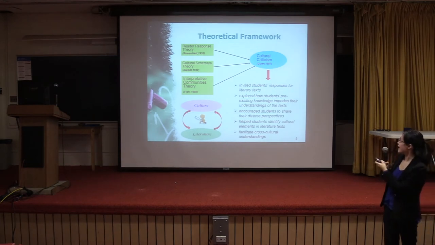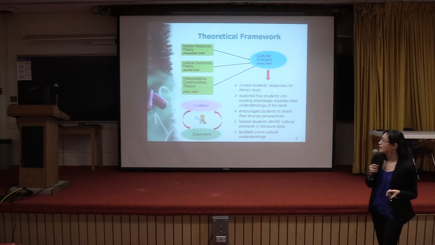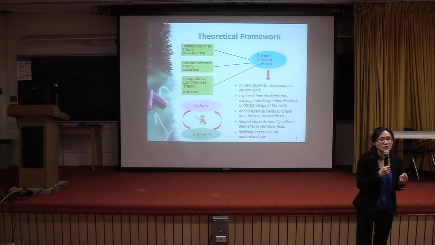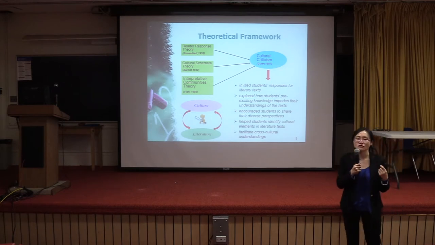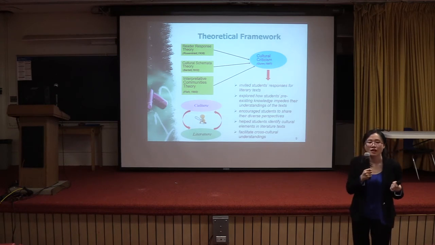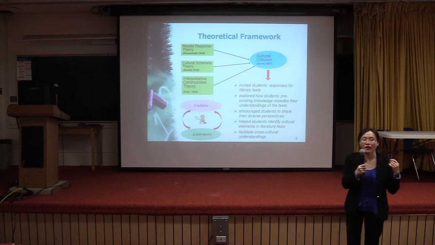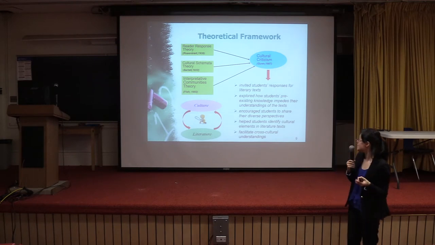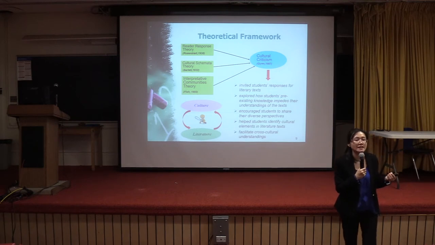So here is a theoretical framework. Based on reader's response theory, cultural schemata theory, interpretive community theories, and using cultural criticism, it will invite the students' response to the literary task. It will also encourage the students to explore their diverse perspectives, and ask them to identify the cultural elements within the text. In this way, cross-cultural understanding could be facilitated.